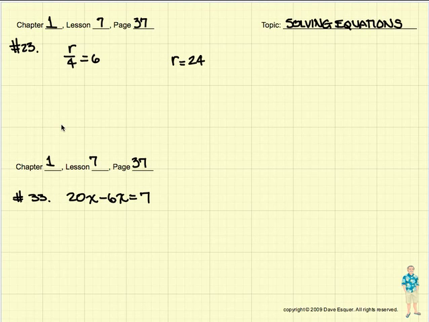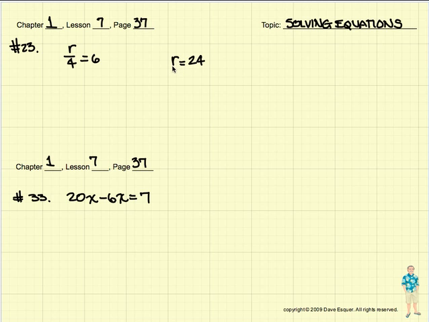Chapter 1, Lesson 7, we're going to be solving equations, at least in the beginning, one step, not too complicated. Number 23, what did we do from this first equation to end up with the second equation?